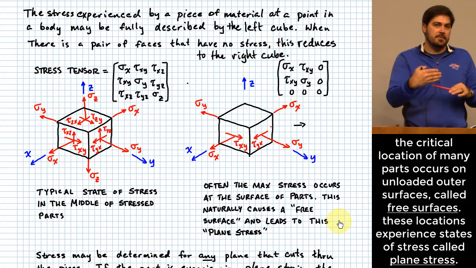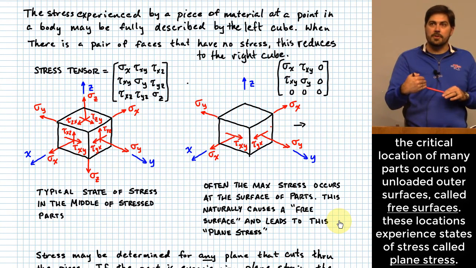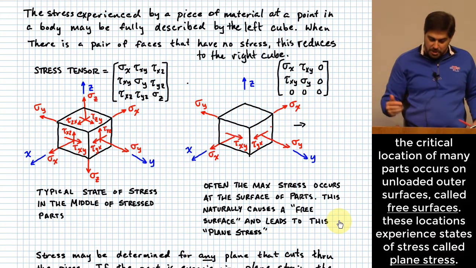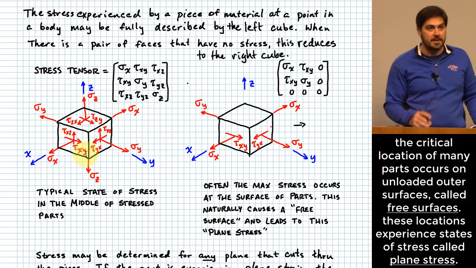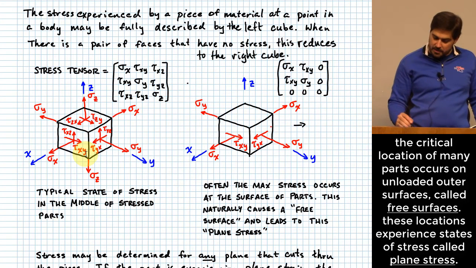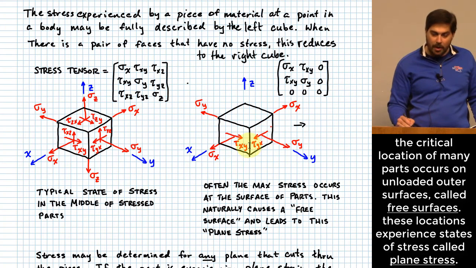And once you see that something has a free surface, you know that the state of stress reduces from this general case where it can have three components of normal stress and three components of shearing stress. It reduces from that down to a state where you can have two components of normal stress and just one component of shearing stress. All right?